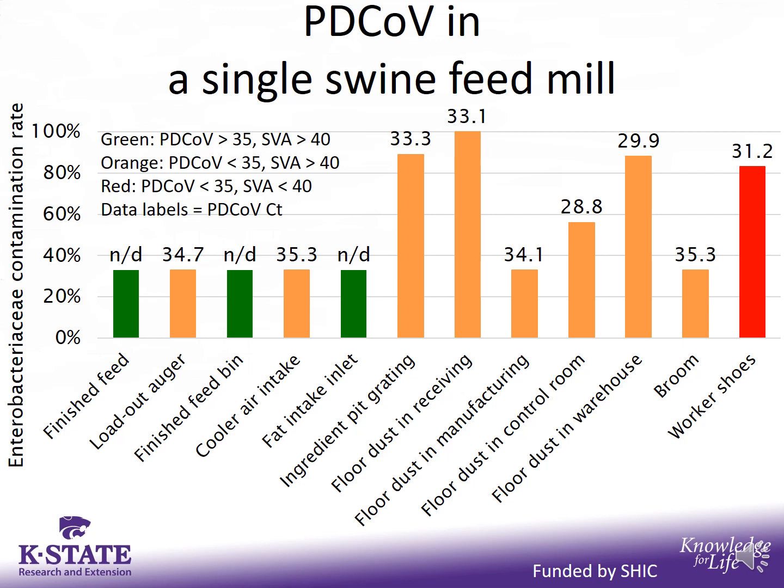And so in general, I want us to start thinking about using some type of indicator, whether we're looking for viruses themselves or looking at an indirect indicator like EBAC, to help us assess weak points in biosecurity so that we can improve our cleanliness and hygiene of ingredient pits or floors or worker shoes before we have breaks of viruses, either domestic viruses or foreign animal disease viruses, through our feed mills.